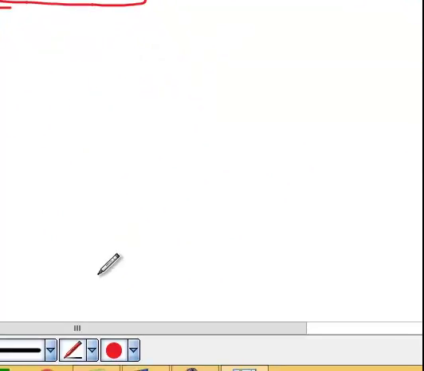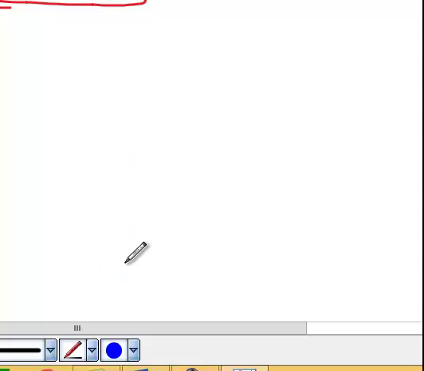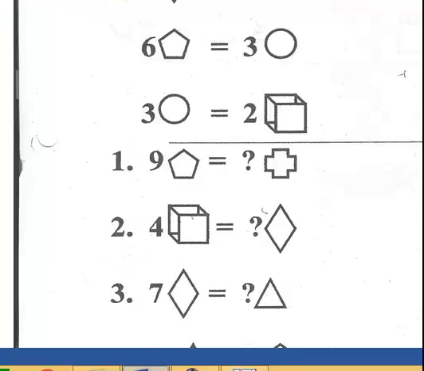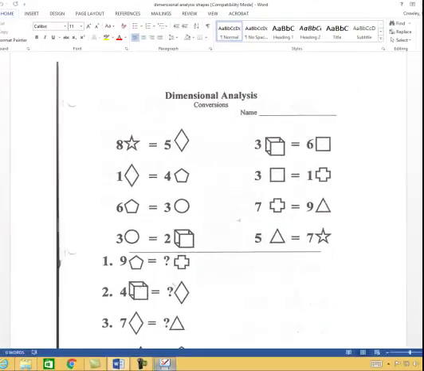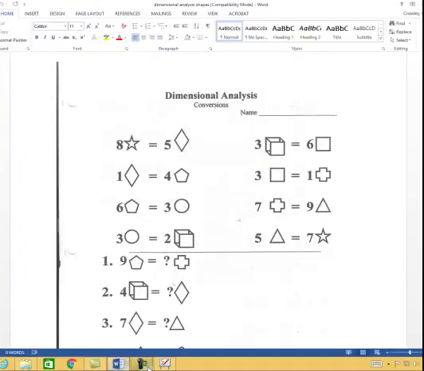So now that the pentagons have been cross-canceled, you're stuck on circles. So go back to the paper. We needed a conversion factor that includes circles, and you can't use the one you just used. So down here, do you guys see 3 circles is equal to 2 boxes? Yeah, 2 cubes? 2 cubes? Alright, so 3 circles is equal to 2 cubes.